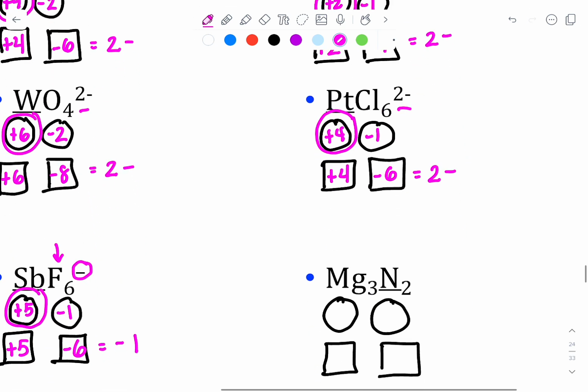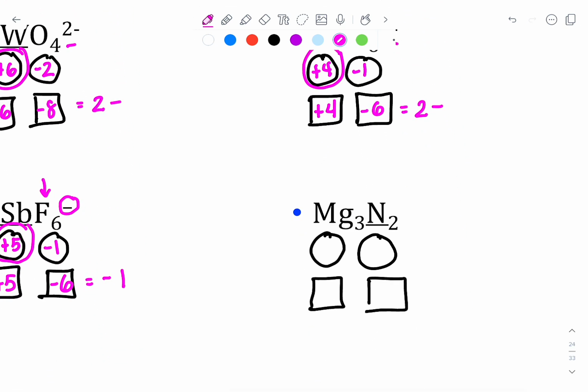And our last example, magnesium and nitrogen. Well, we don't know any rules for nitrogen, but we do know a rule for magnesium. It's in group 2. So, if it's in group 2, it has a +2 oxidation state. Since there's 3 of them, its total contribution is +6. Overall, this has a charge of 0, meaning that the contribution from nitrogen must also be -6.